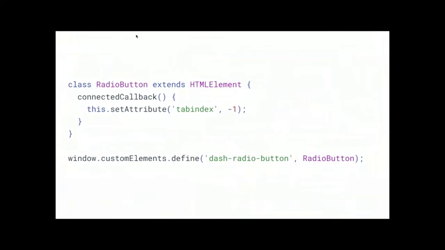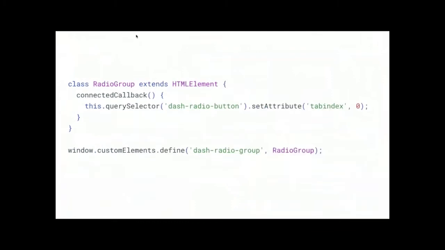So this is kind of like setting us up to do that roving tab index effect. In my radio group, I'm then going to just find the first radio button child when I boot up, and I'm going to set that first radio button to tab index 0. So that way, when someone hits the tab key and they move into our group, focus lands on that very first child.